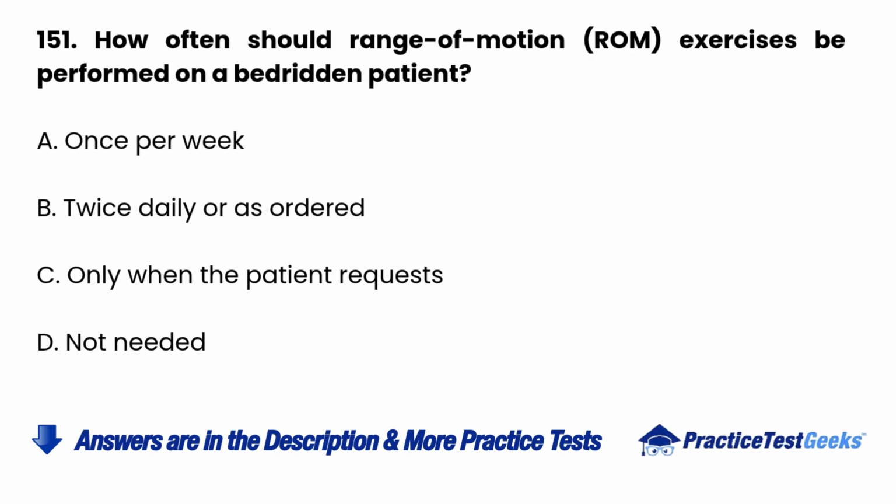151. How often should range of motion (ROM) exercises be performed on a bedridden patient? A. Once per week. B. Twice daily or as ordered. C. Only when the patient requests. D. Not needed.